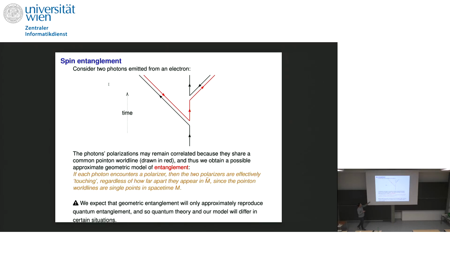If each photon encounters a polarizer, then the two polarizers are effectively still touching, regardless of how far apart they appear in M tilde, since the points on world lines are single points in space-time. The caution is that we expect geometric entanglement will only approximately reproduce quantum entanglement. And so quantum theory and our model will differ in certain situations, which is good because then it's something to test.